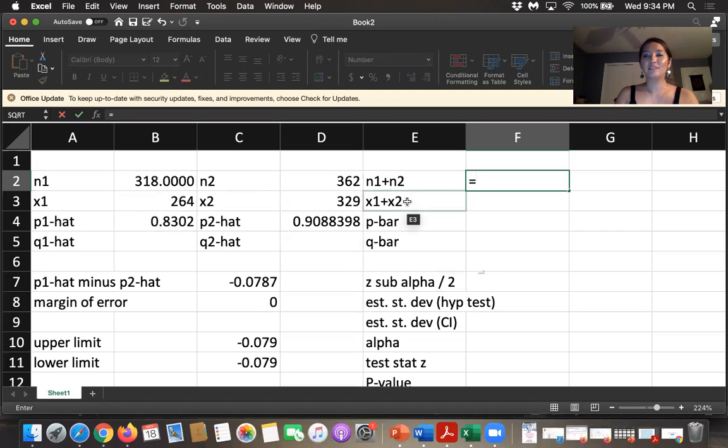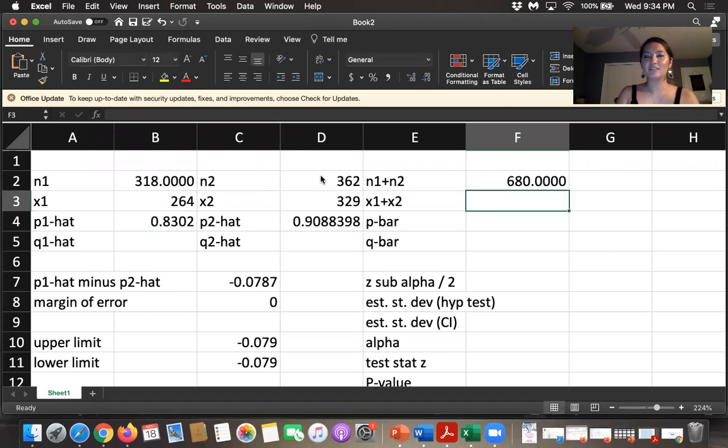We have N1 plus N2 orders. So that's this number of orders plus this number of orders, and hit enter. And then we're going to say how many accurate orders do we have, regardless of which restaurant they come from. It's going to be 264 orders plus the 329 orders, and you've got that number of successes.